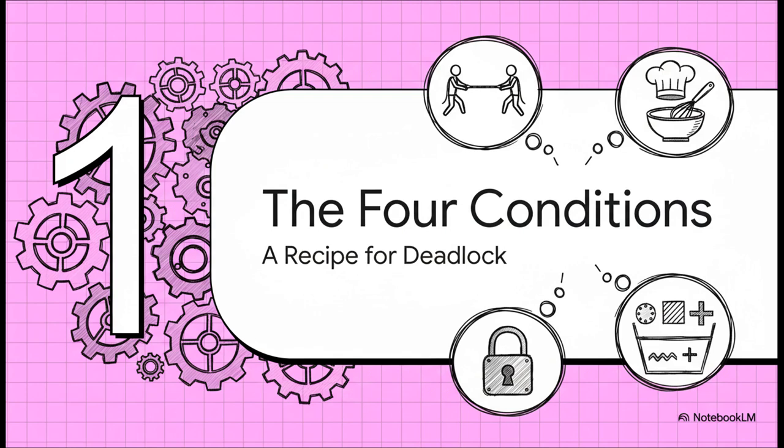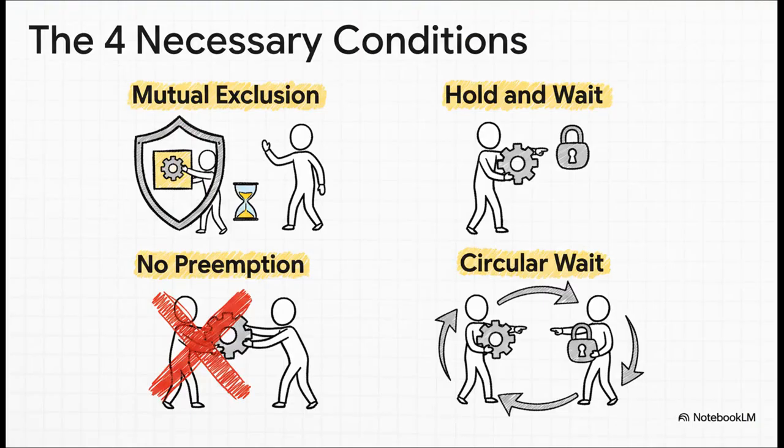Now, a gridlock like this doesn't just happen by chance. It actually requires a very specific set of circumstances. I like to think of it as a recipe. You need 4 very specific ingredients, all at the same time, to cook up a deadlock. So, what are these 4 magic ingredients? First up, mutual exclusion. This just means a resource, like a file or a database connection, can only be used by one thread at a time.